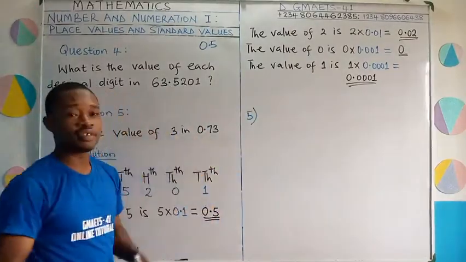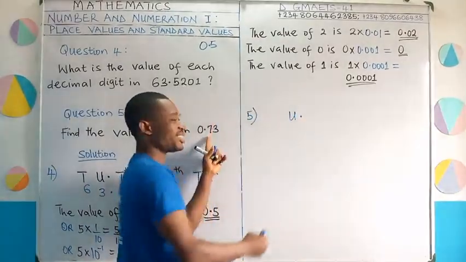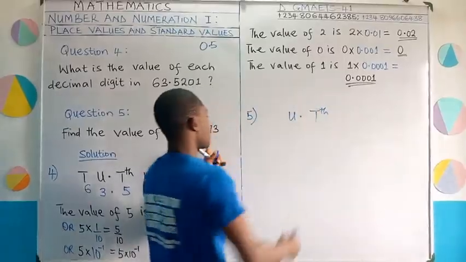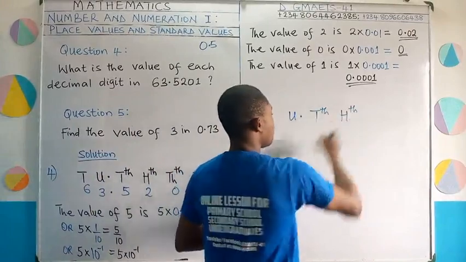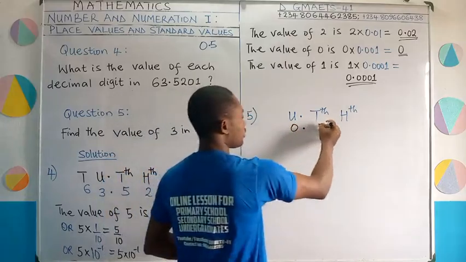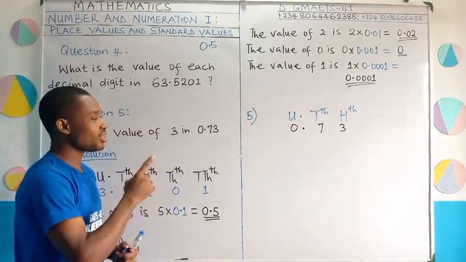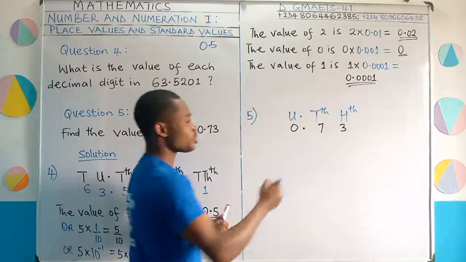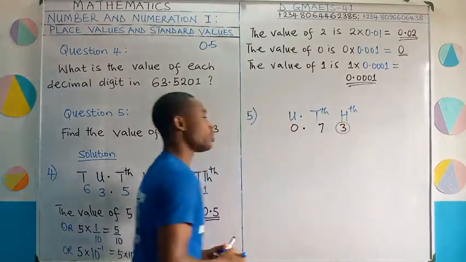What we have is 0.73, so the place value of 0 is units, 7 is tenths, and then we have 3, which is under hundredths. Fixing up these digits, this is going to give us 0 under units, 7 under tenths, 3 under hundredths. So for us to get the value of 3, this is my interest. Let me circle it for you. That's where my question is based.